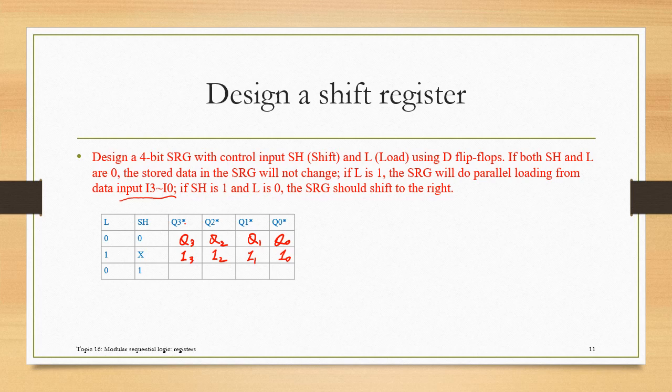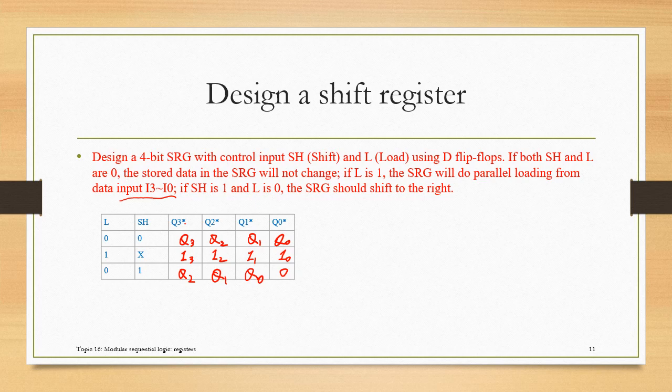Finally, if SH is 1 and L is 0, which means the SRG should shift to the right. Still remember, shift to the right means from smaller value to larger, right? So which means the next state of Q3 should equal Q2, Q2 equal Q1, Q1 equal Q0, and the Q0, since when we're shifting we don't want to load any new data, so it's just 0.